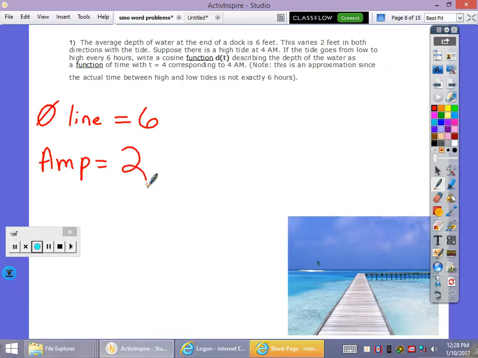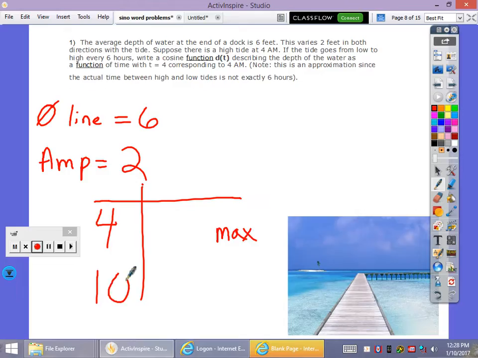And high tide is at 4 a.m. So 4 a.m. goes with, what's another word for high tide? My max. Awesome. Okay. So, and this happens every 6 hours. So at 10 hours, it's going to hit a min. And somewhere in between, it's going to hit 0. Okay. We have enough information. We don't really have to calculate the max or the min unless you wanted to, right? Okay. So my table starts with max.